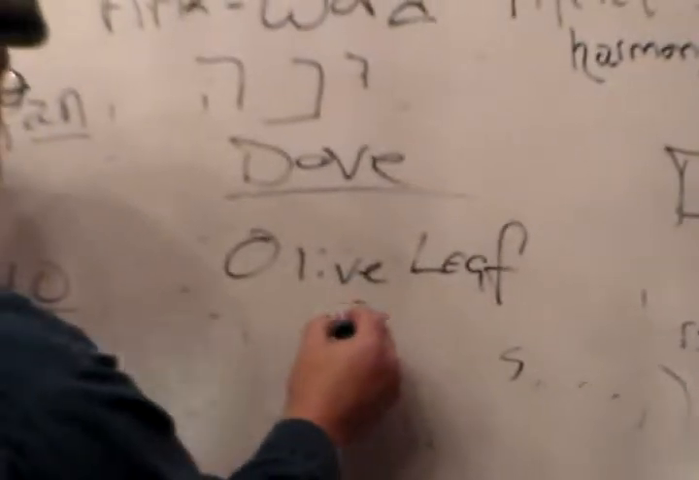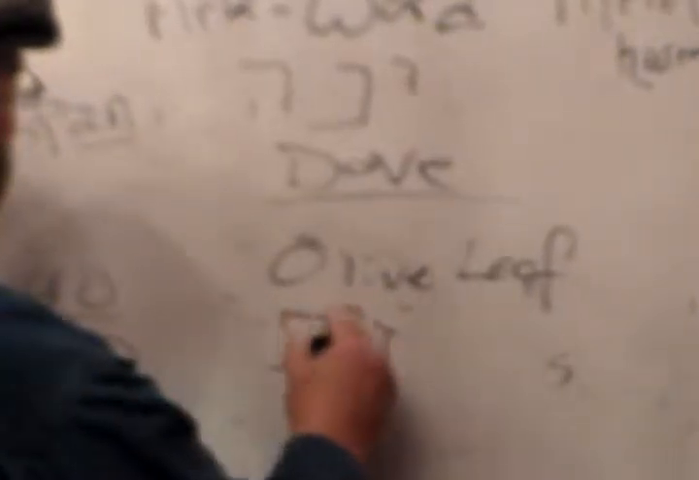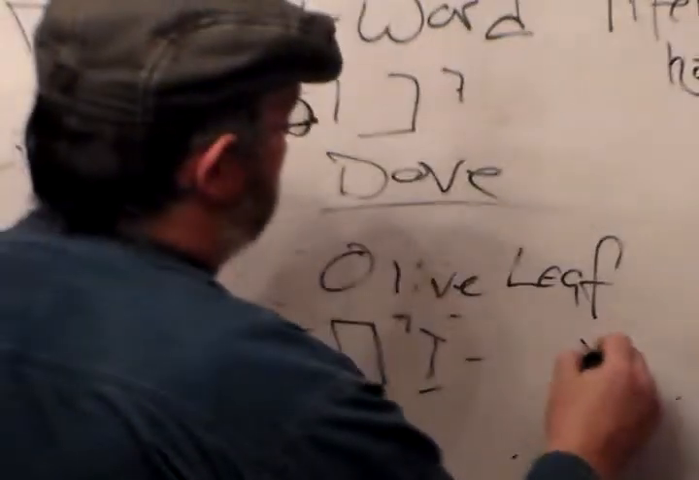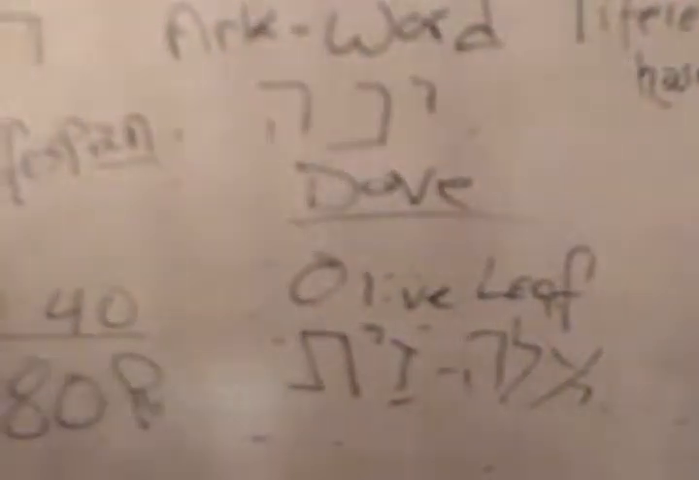Olive leaf. Okay? Olive leaf. Olive is zait. Leaf is olah. Olah. Okay?